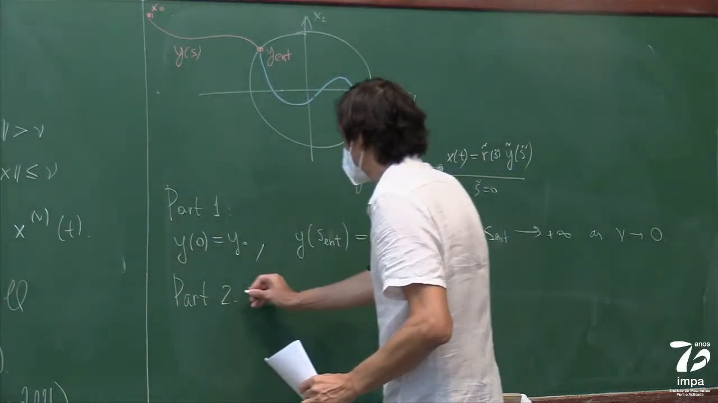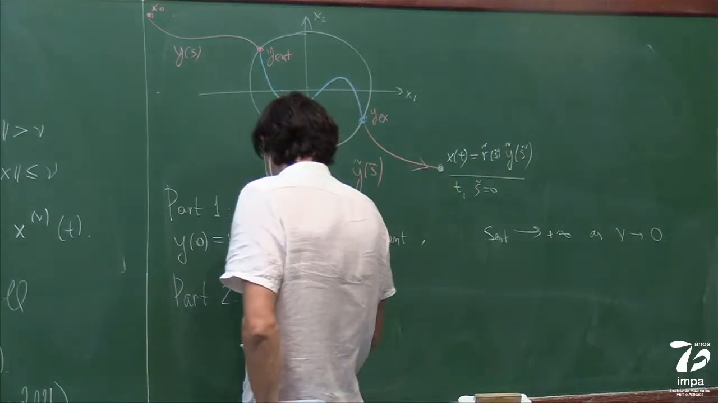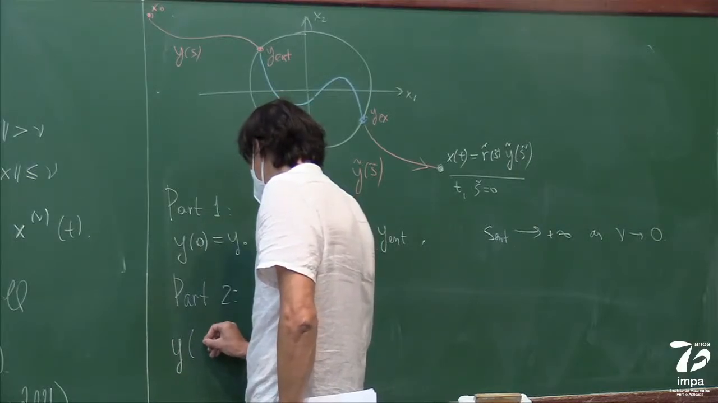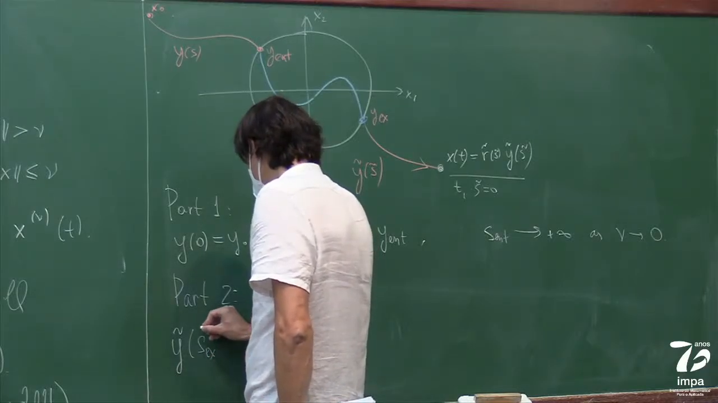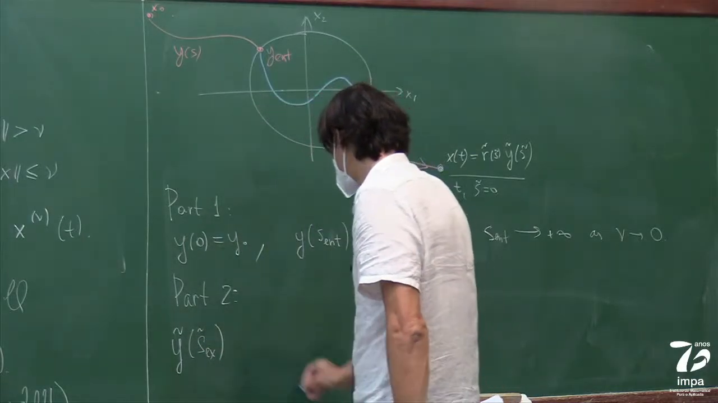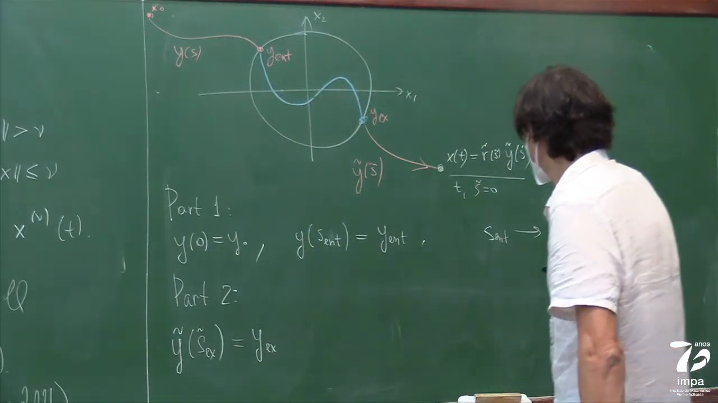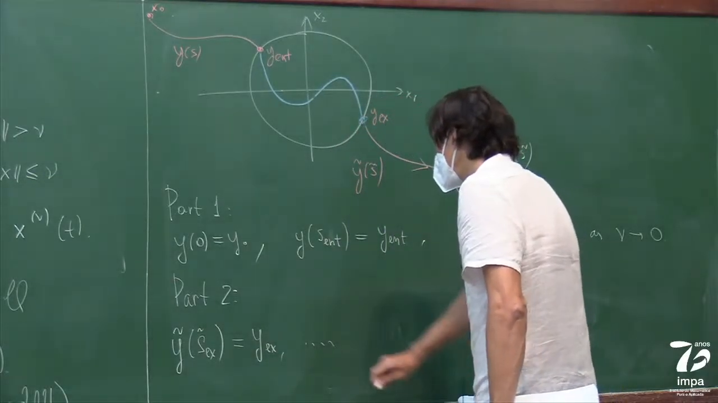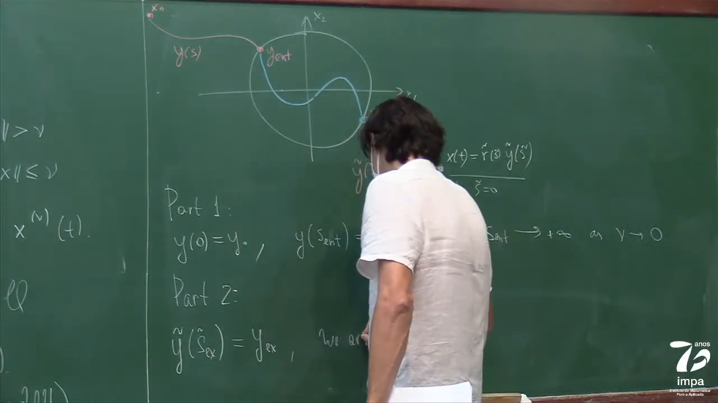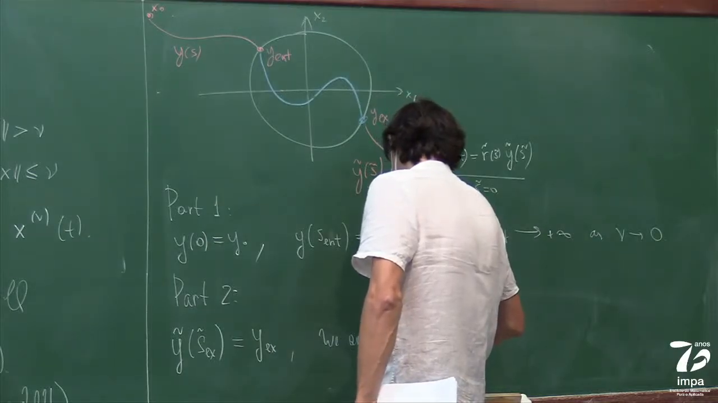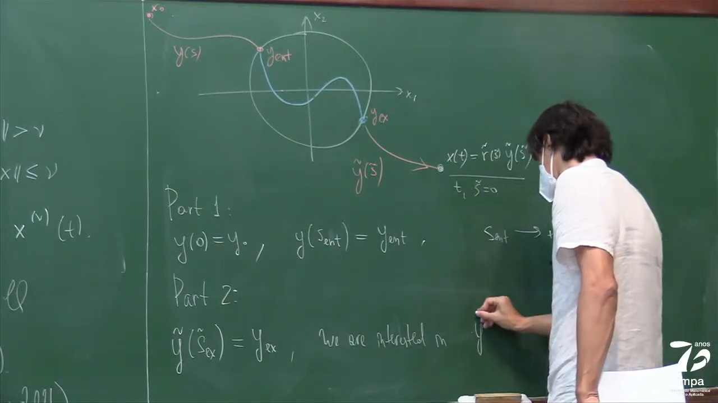Part 2 is defined by this point. Which means that y at a certain point S exit, a new solution at exit time, is some value. And then we're interested in the value which comes at 0.